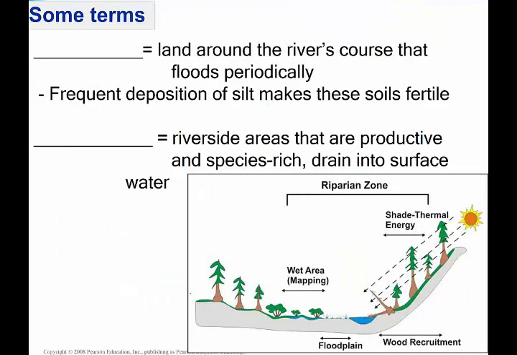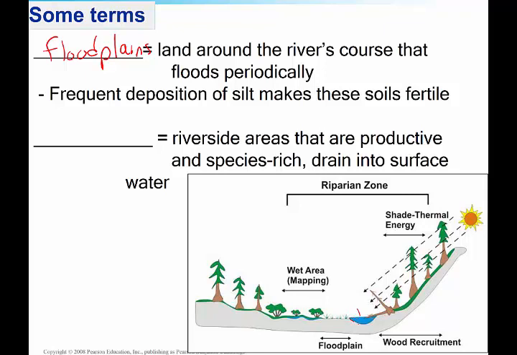Now, a couple of terms about water around rivers. Land that's around a river's course that floods periodically is called floodplains. You can see in the picture below, we've got the river right here. So the floodplain is the area around it that occasionally floods.